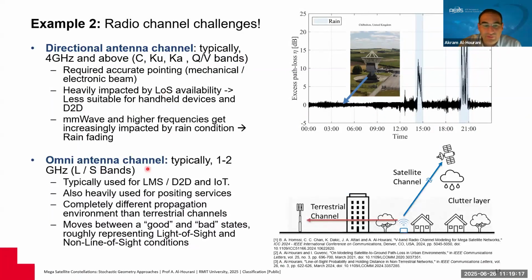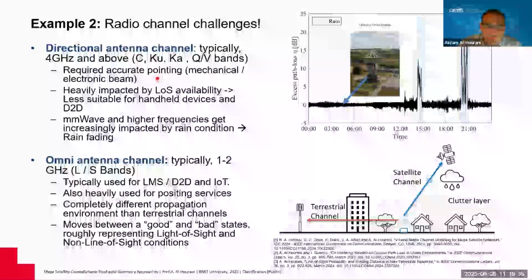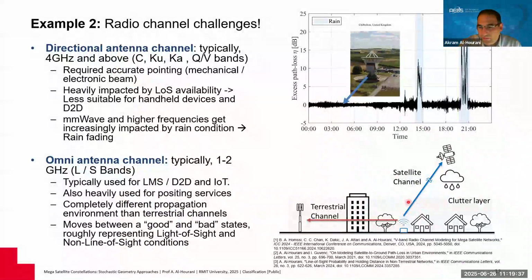Now, for other applications, for example, this is called the L and S band. This is around 1 to 2 gigahertz. These are more suitable for direct-to-device communication because you do not need a very highly directive antenna. So when you hold your mobile, you don't want to orient it towards the satellite to receive a signal. Now, you can still use higher frequencies, obviously, but these are preferable for mobility. These are also challenging in urban environments.